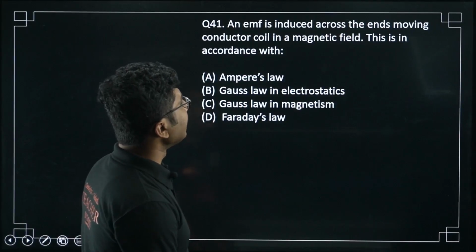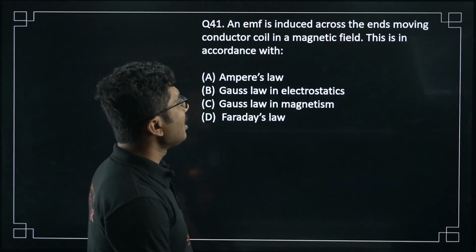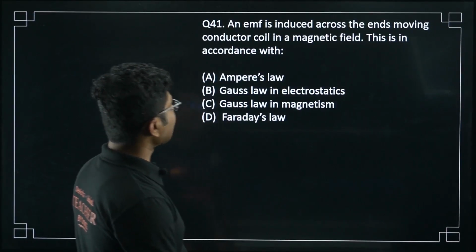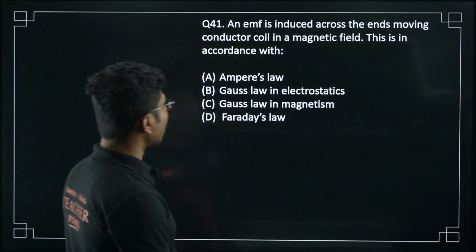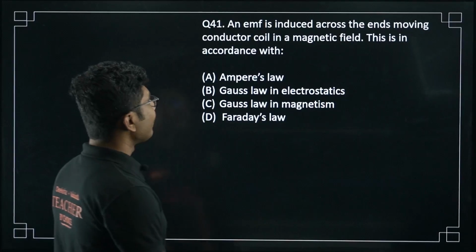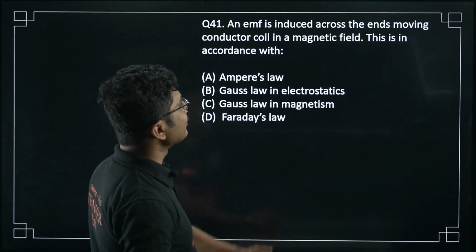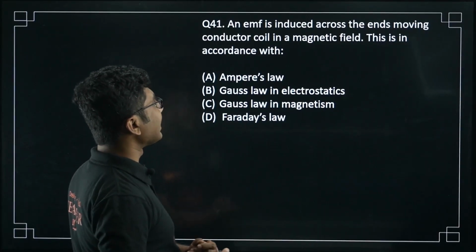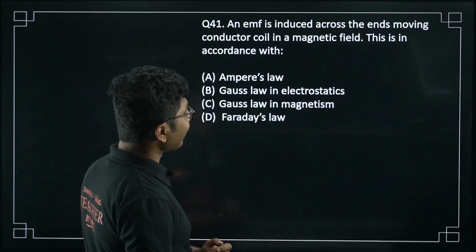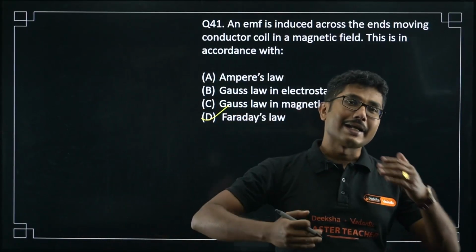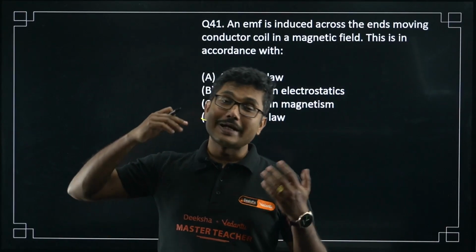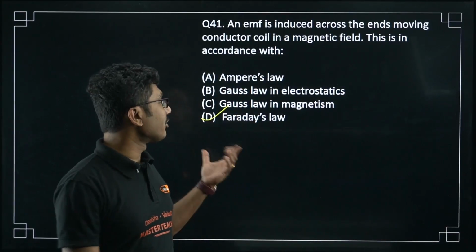An EMF is induced across the ends of a moving conductor or coil in a magnetic field. This is in accordance with Faraday's law. In case the current direction is reversed, or if they ask about current direction, then that is in accordance with Lenz's law.